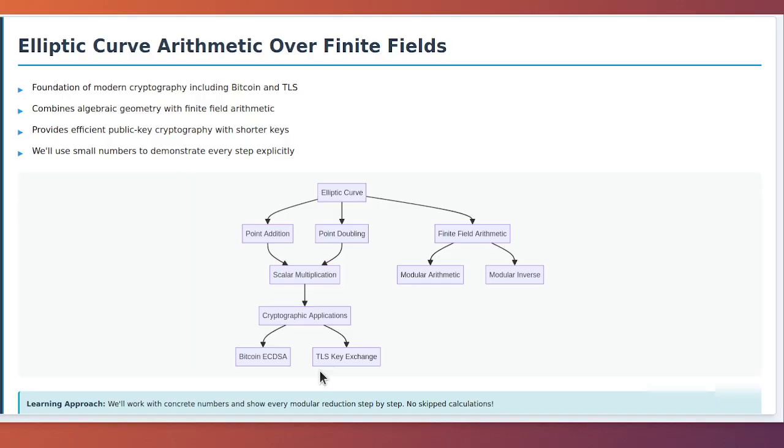Throughout this presentation, we will use concrete examples with actual numbers. We will compute every step explicitly, showing all the modular arithmetic reductions. We will not skip any steps or use simplified placeholders. By the end, you will understand exactly how points are added and doubled on elliptic curves, and how we can multiply a point by a scalar to create cryptographic keys.